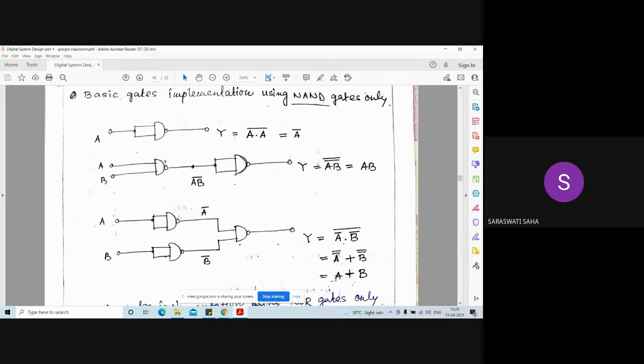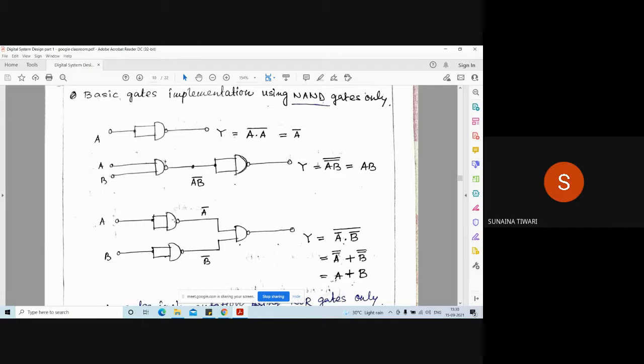If we separate this bubble from here, this circuit acts as an AND gate. I mean, from this symbol, if we remove this small circle, this gate acts as an AND gate, right? If we add this bubble, it indicates it is a complement of the AND operation. That is, this is the logic symbol of NAND.